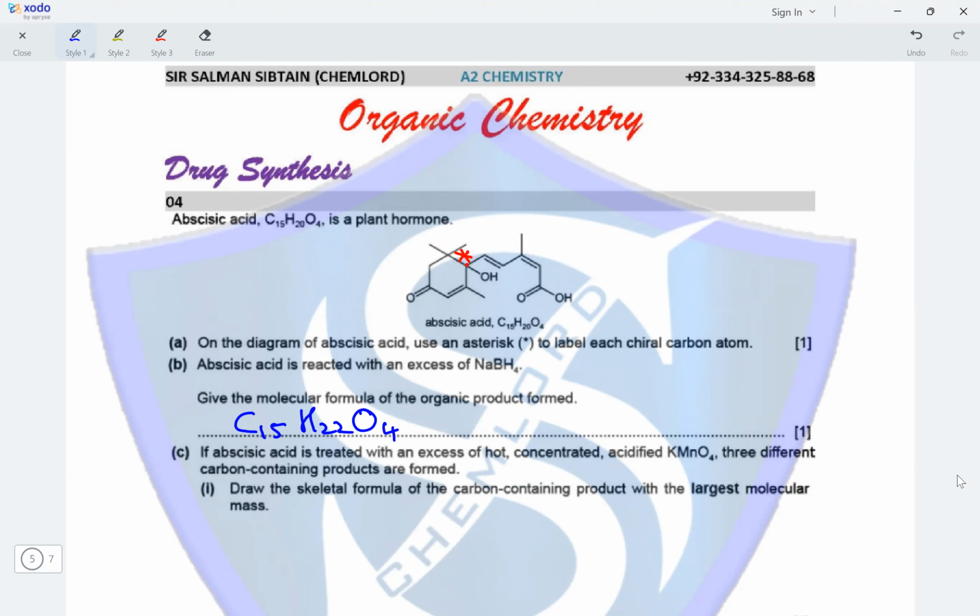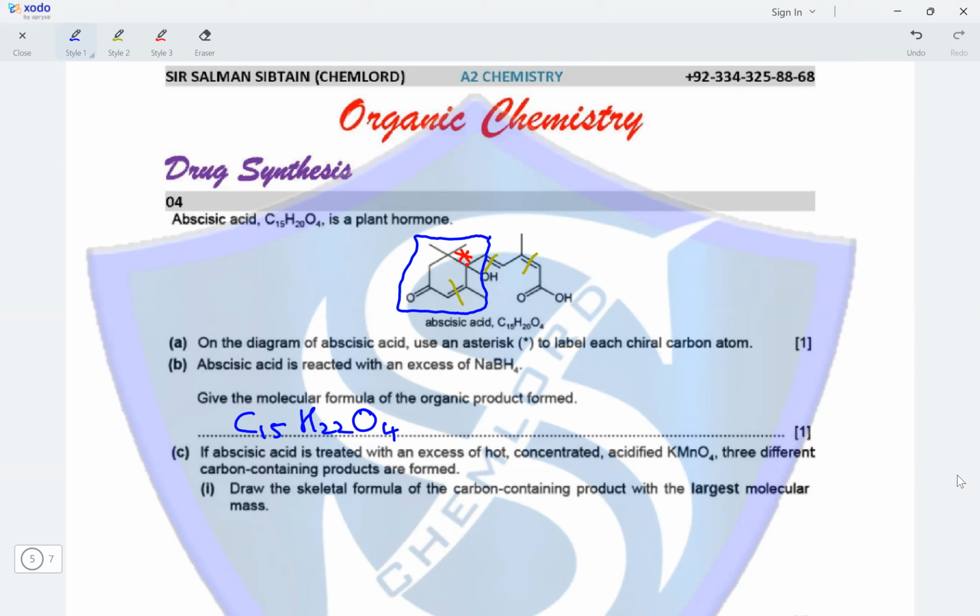If abscisic acid is treated with an excess of hot concentrated acidified KMnO4, three different carbon-containing products are formed. Draw the skeletal formula of the carbon-containing product with the largest molecular mass. So the one with the largest molecular mass would be the one with the cyclic structure in it, and the bonds that will be broken would be the ones that are drawn with a line passing through them, and the molecule that will be the largest one would be the one that is encased in a blue box.